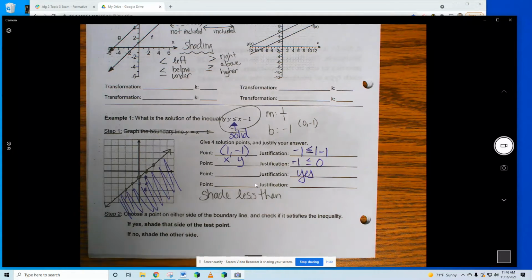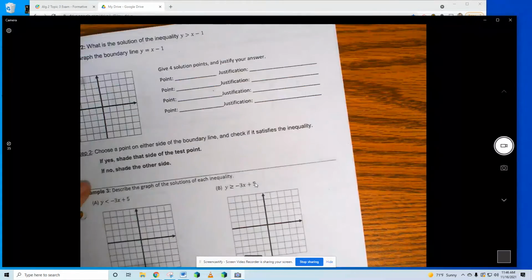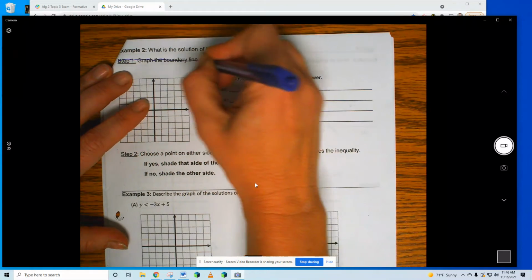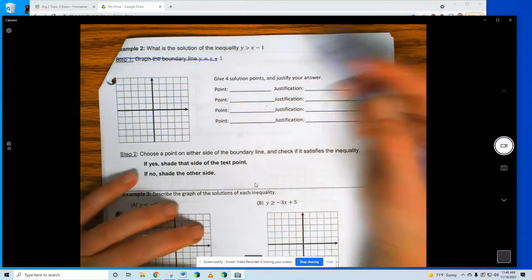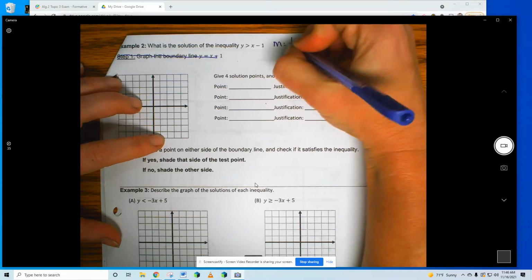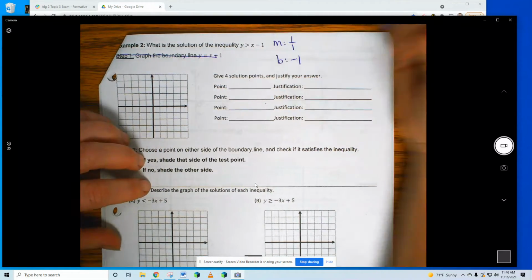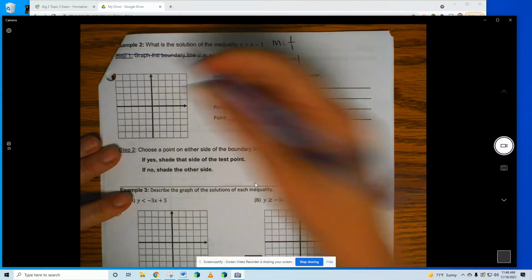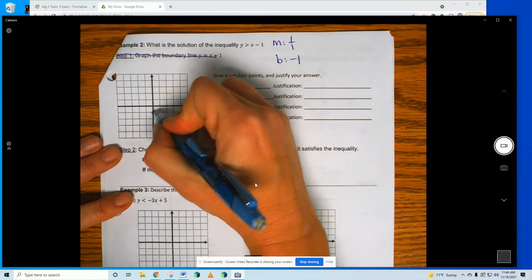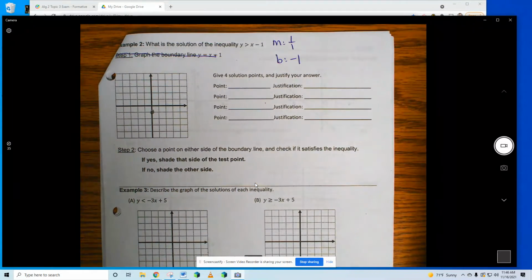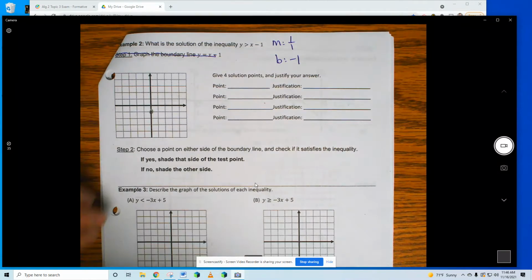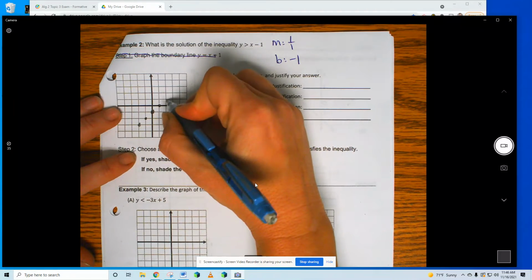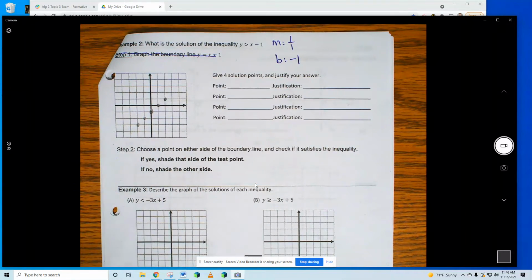All right. Turning the page. This is y is greater than x minus 1. Okay? My slope is still 1 over 1. My begin is still negative 1. So the line's very similar. Begin at negative 1. Rise 1, run 1. Please go to the left so I can see some of the negative, and go to the right. Reverse it, please, always.